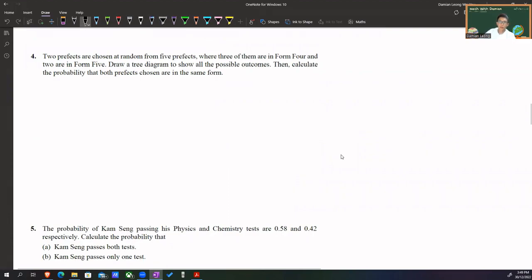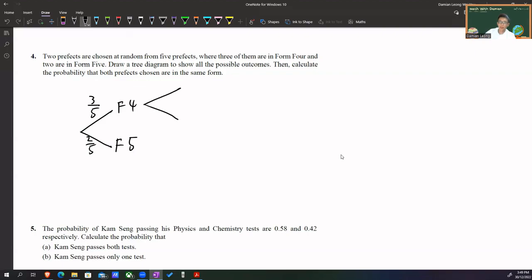Question 4. 2 prefects are chosen at random from 5 prefects. 3 of them are in Form 4, 2 are in Form 5. Draw a tree diagram to show all the possible outcomes, then calculate the probability that both prefects chosen are in the same form. So 2 prefects are chosen. So the first prefect, it can be from Form 4 or Form 5. The probability here, basically, there are 3 Form 4 students and 2 Form 5 students. Means probability of choosing Form 4, 3 out of 5 of them. So Form 5 will be 2 out of 5 of them.